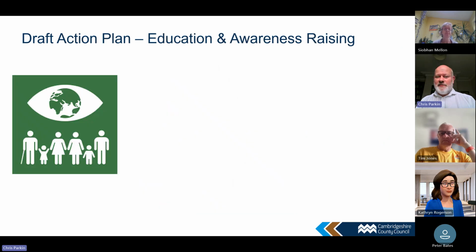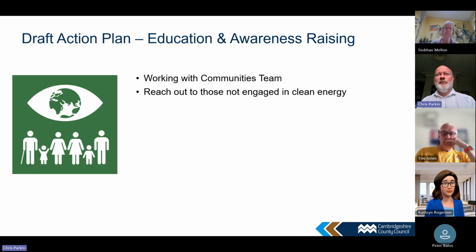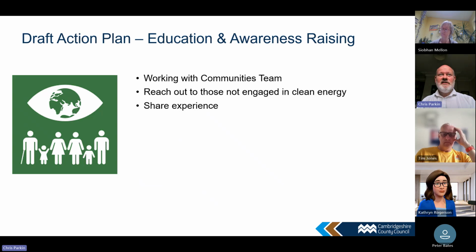The final theme, and this has only got a single action in it, is education and awareness raising. So this came from discussions with our communities team around some of the work they've been doing on an initiative called Closer to Communities. And the aim would be to conduct education and awareness raising activities to reach out to those who are not currently already engaged in clean energy as a subject. It would share experience, so hopefully we'll be able to share experience from communities that have successfully delivered projects with those that are perhaps at a much earlier stage in their journey.